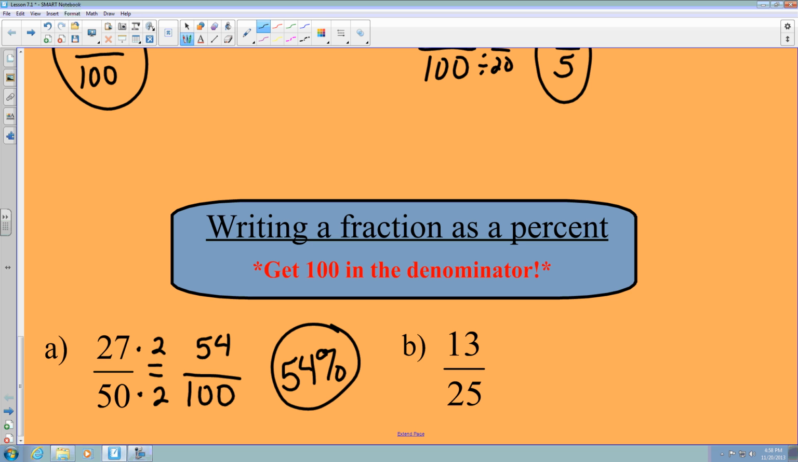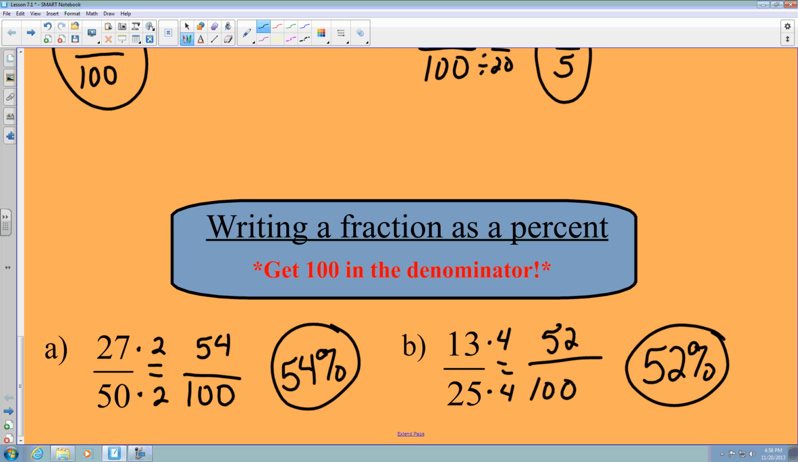Example B, again, we're going to try to make my denominator 100. To do that, I'd have to multiply this by 4, which means I'd have to multiply the top by 4. And then 13 multiplied by 4 gives me 52. And 52 over 100 as a percent would be 52%. Okay?